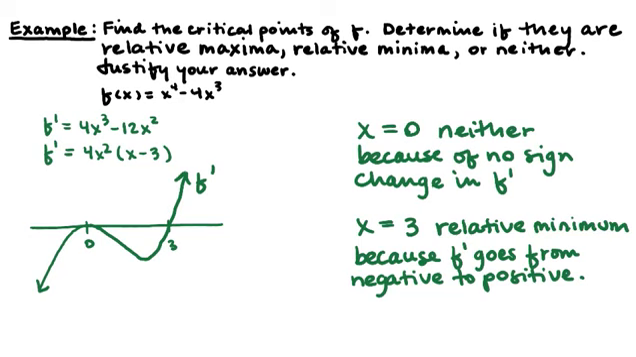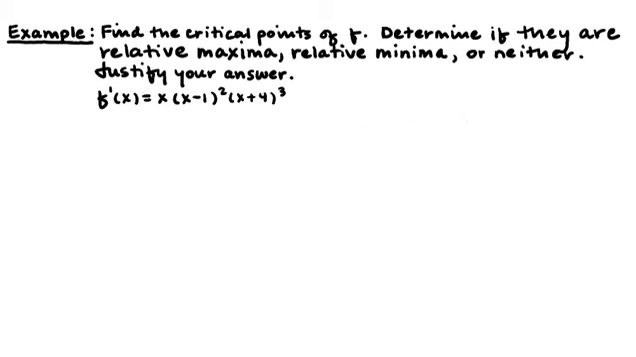And for the justification, I would say because f prime goes from negative to positive. All right, here's one where they give you f prime, so you don't have to take the derivative. And it's already factored for you. That's just wonderful.